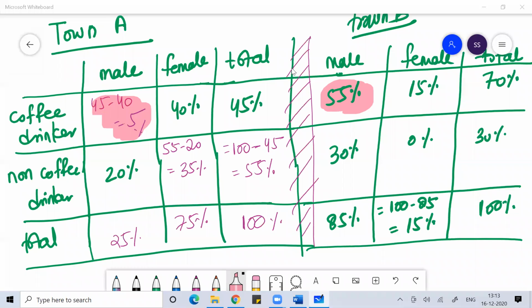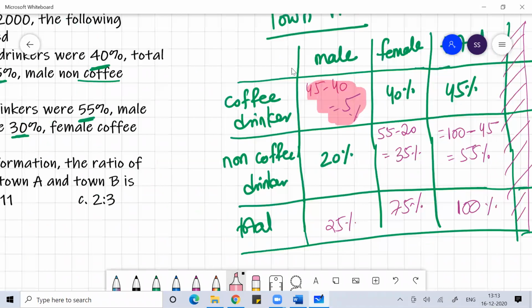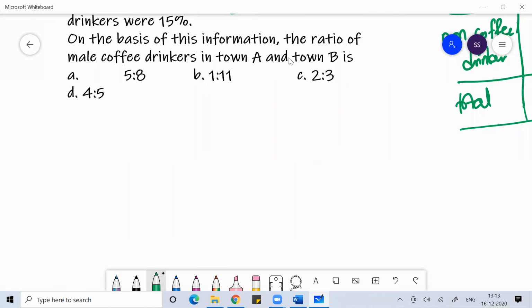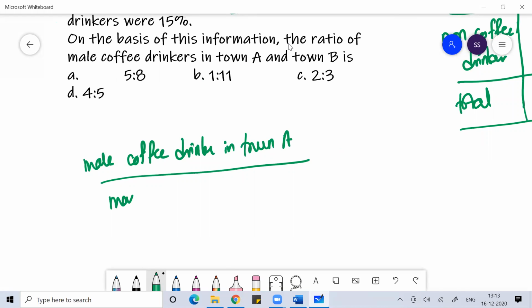Okay, so once you are done this much, on the basis of this information, find the ratio of male coffee drinker in town A and town B. So the ratio of male coffee drinker in town A by town B.